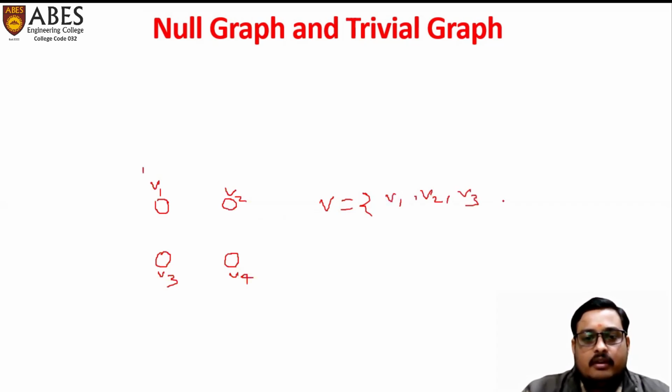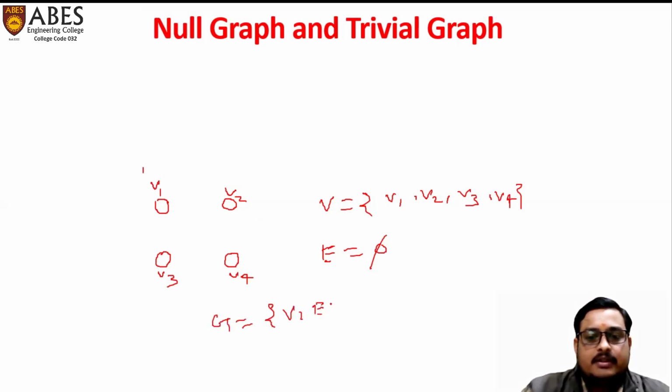If we write it mathematically, we have V as a set of vertices like V1, V2, V3, and V4. But the set of edges is empty. As we already discussed in the previous lecture, a graph is a set of vertices and edges. So if any graph has an empty edge set, it is called a null graph.